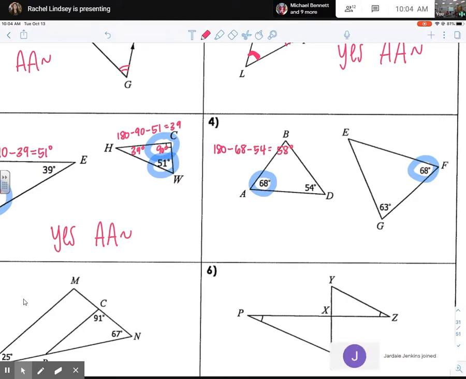And that is 58. Does 58 or 54 match that 63? No. So are those two similar? No. You could also find E if you wanted to, just to prove that you did it right. 180 minus 68 minus 63 gives you 49. So that's not the same as 54 or 58, so there's only one congruent angle there. They're not similar.